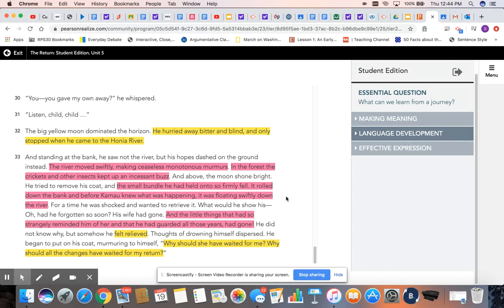He did not know why, but somehow he felt relieved. Thoughts of drowning himself dispersed. He began to put on his coat, murmuring to himself, "Why should she have waited for me? Why should all the changes have waited for my return?"